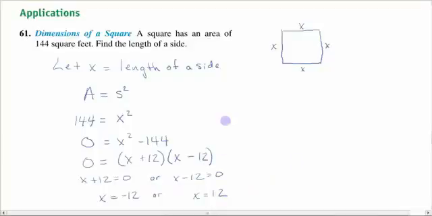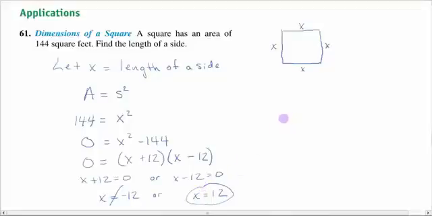Okay, so if we would check these, they would both check and everything would be great, except that this is an application of a real-life object here. And this is supposed to be the length of a side. X is representing the length of a side. So it's okay for the length of a side to be 12, but it doesn't make sense to have a negative length. Okay, so we're going to throw this out, not because it doesn't check, but because it doesn't make sense in the context of this problem. And we'll keep this answer.